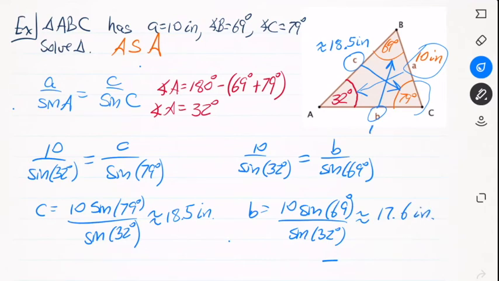And therefore, we have found each piece of this right triangle, even though it wasn't a right triangle.